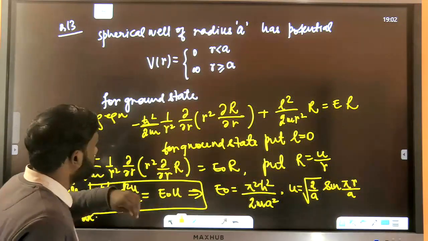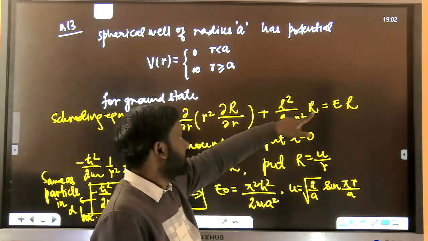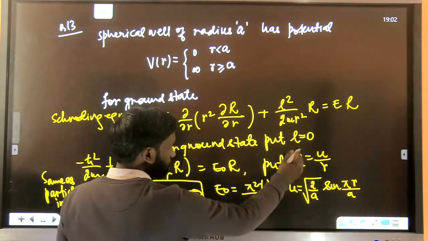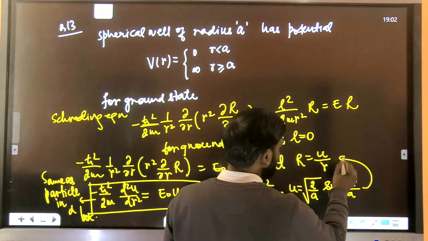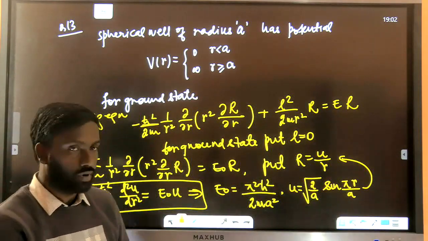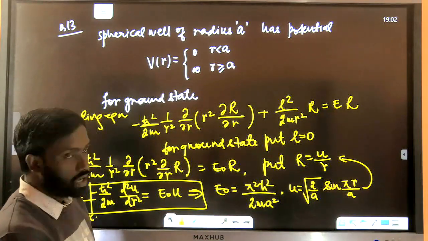Now if you want to write the radial wave function, you need to put the value of small u. If you put this here, you will get sine function divided by r, which was also one option. So that is also correct. These are the answers actually.